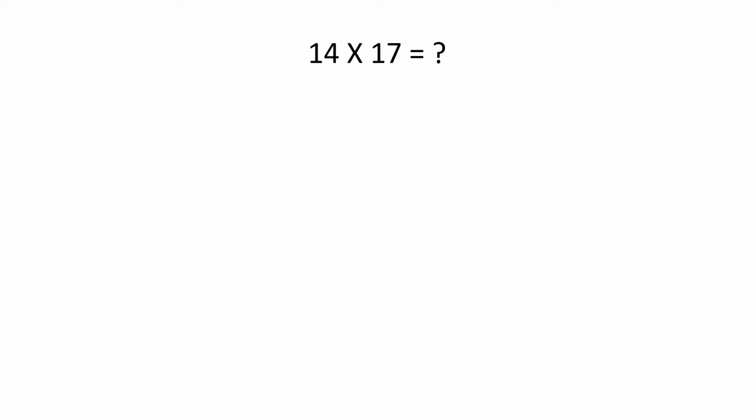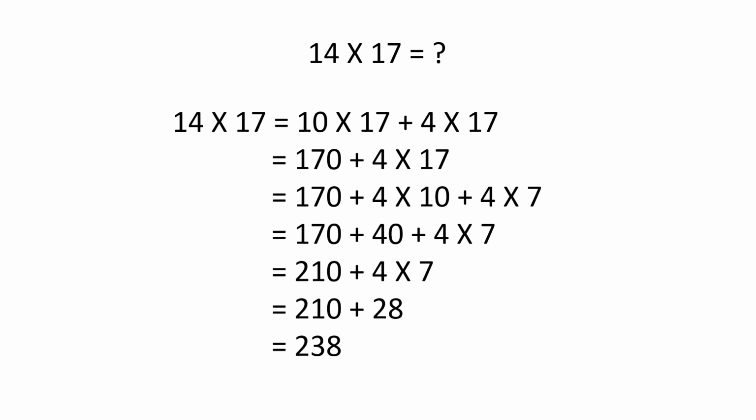Your turn. Pause the video and do 14 times 17. Did you get 238? 14 times 17 is 10 times 17 plus 4 times 17. 17 times 10 is 170. We then split the 4 times 17 into 4 times 10 and 4 times 7. 4 times 10 is 40, which we add to the 170 to get 210. 4 times 7 is 28. 28 plus 210 is 238.